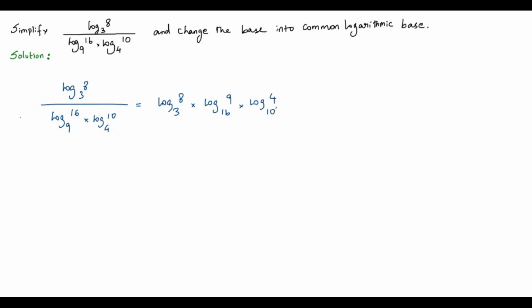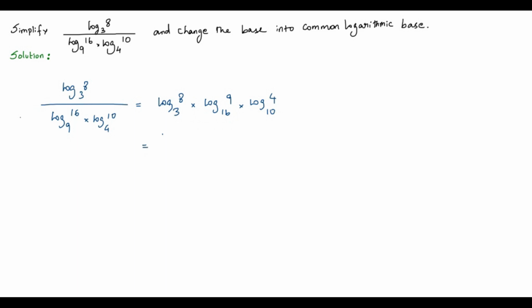Now 3 logarithms are multiplied. Now we have to simplify this, and we have to give our answer in common logarithmic base 10. Already the third logarithm has the common logarithmic base 10. So we have to get common logarithmic base only for the first 2 logarithms. Let's take the first logarithm. The base is 3. I need the common logarithmic base 10. So what should I do?